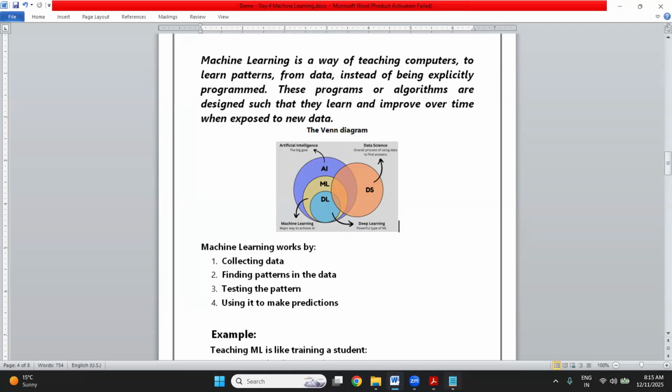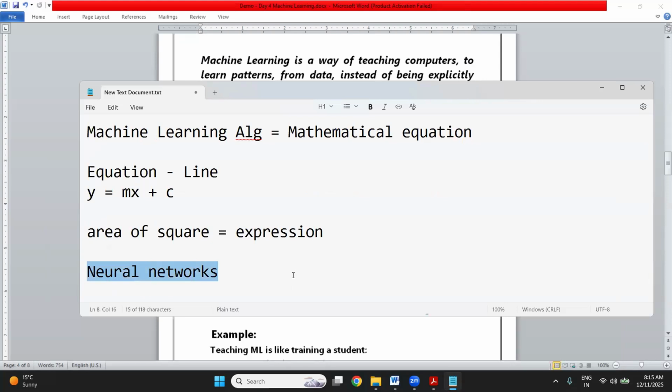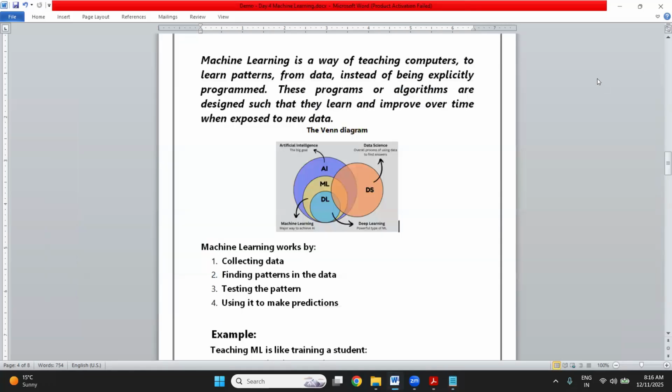You might have heard this word, neural networks. Heard this word? Neural networks. These are nothing but the brain of the network or the algorithms. These are also advanced algorithms that we will use in deep learning. In machine learning, we will use basic algorithms to train the data.